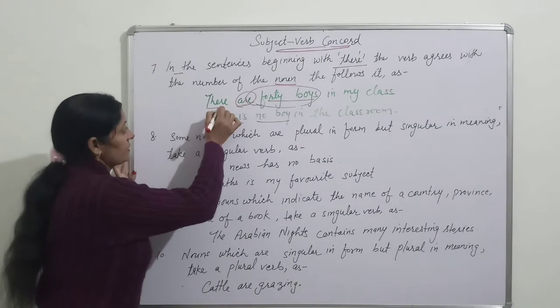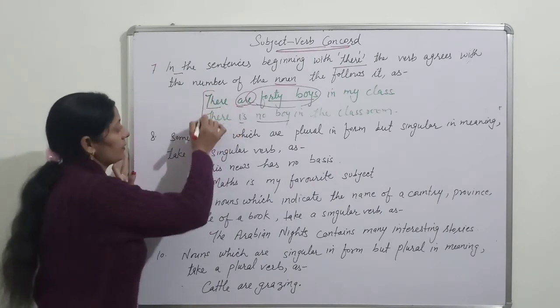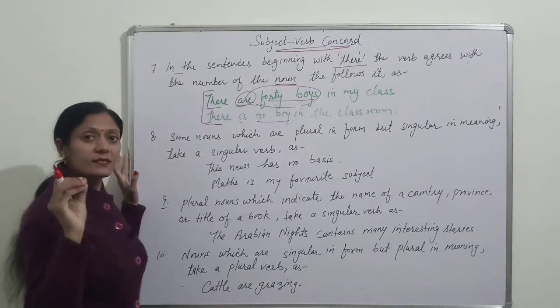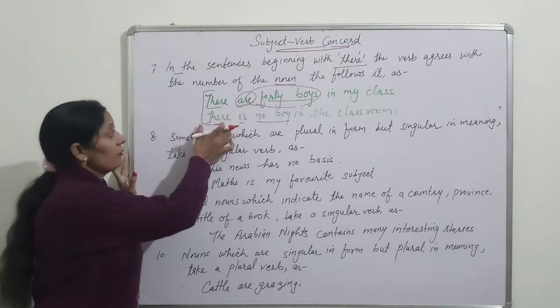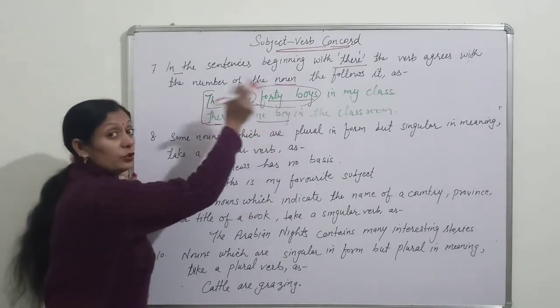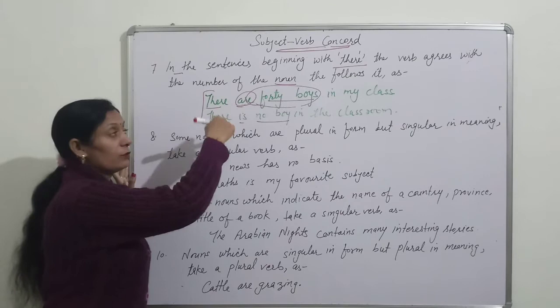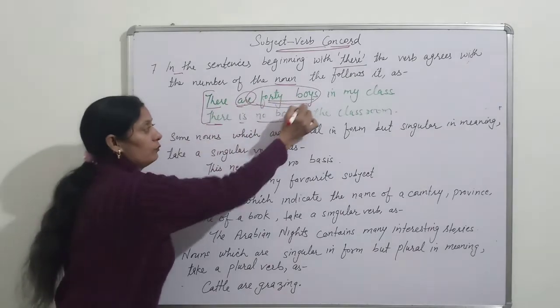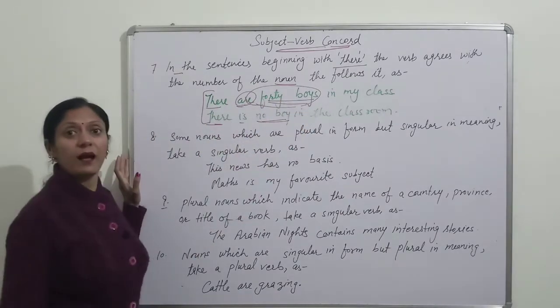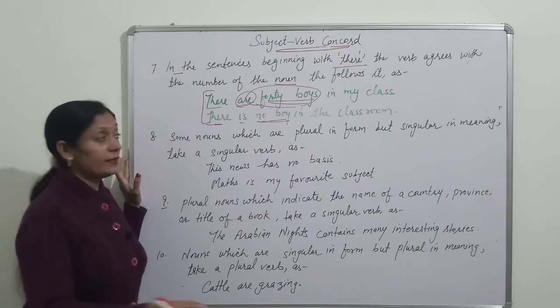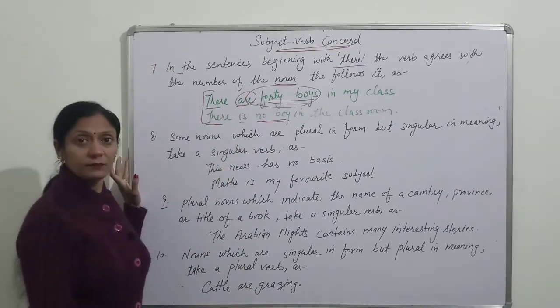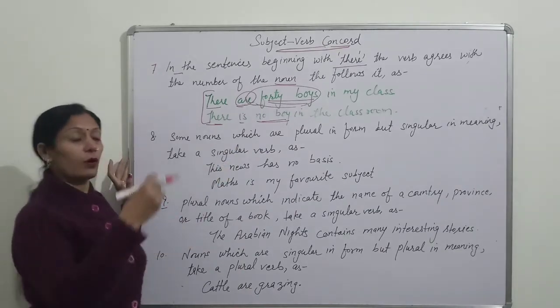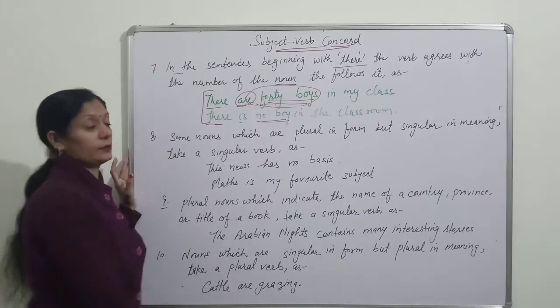If the sentence begins with there, remember this, there is a single word. ये एक ऐसा word है इसमें verb जो है वो there के according नहीं होगी. It will be according to the noun which follows it. There are books on the table. There is a book on the table. Okay. So the verb should be according to the noun which follows it.